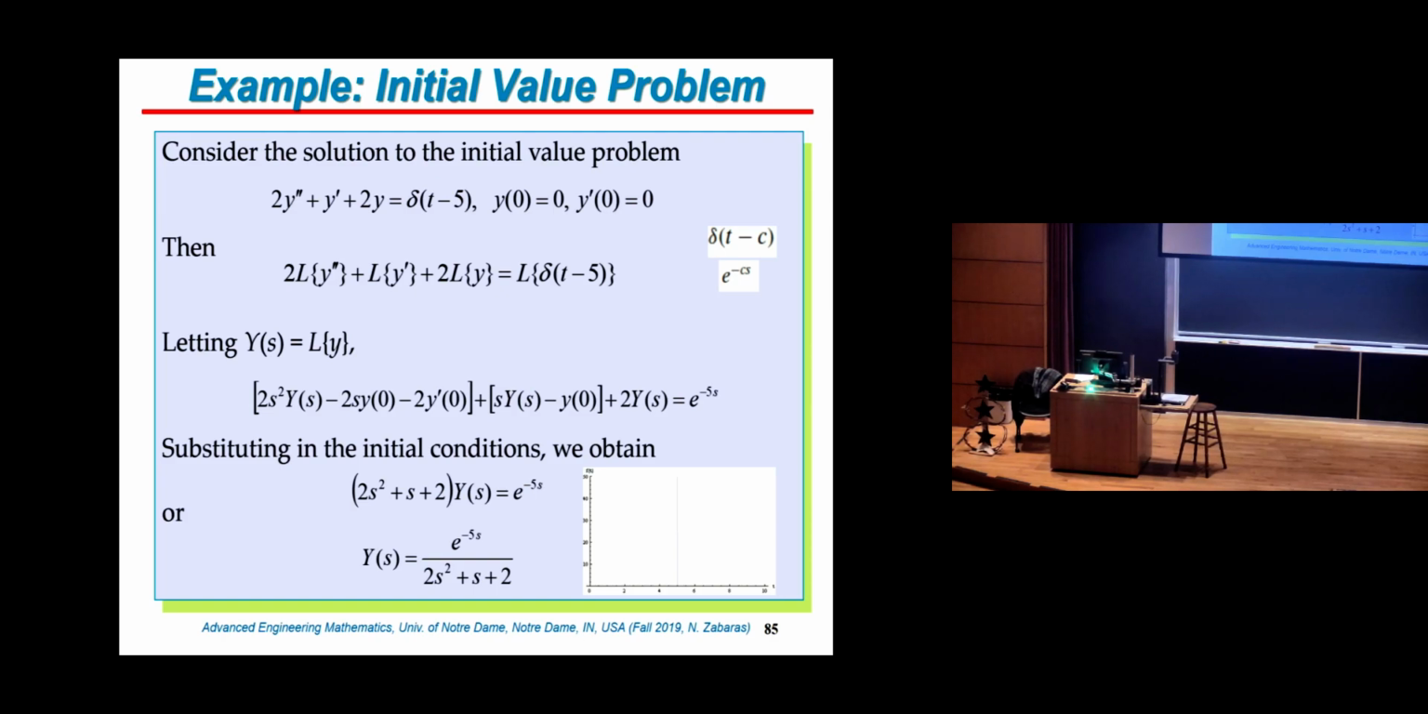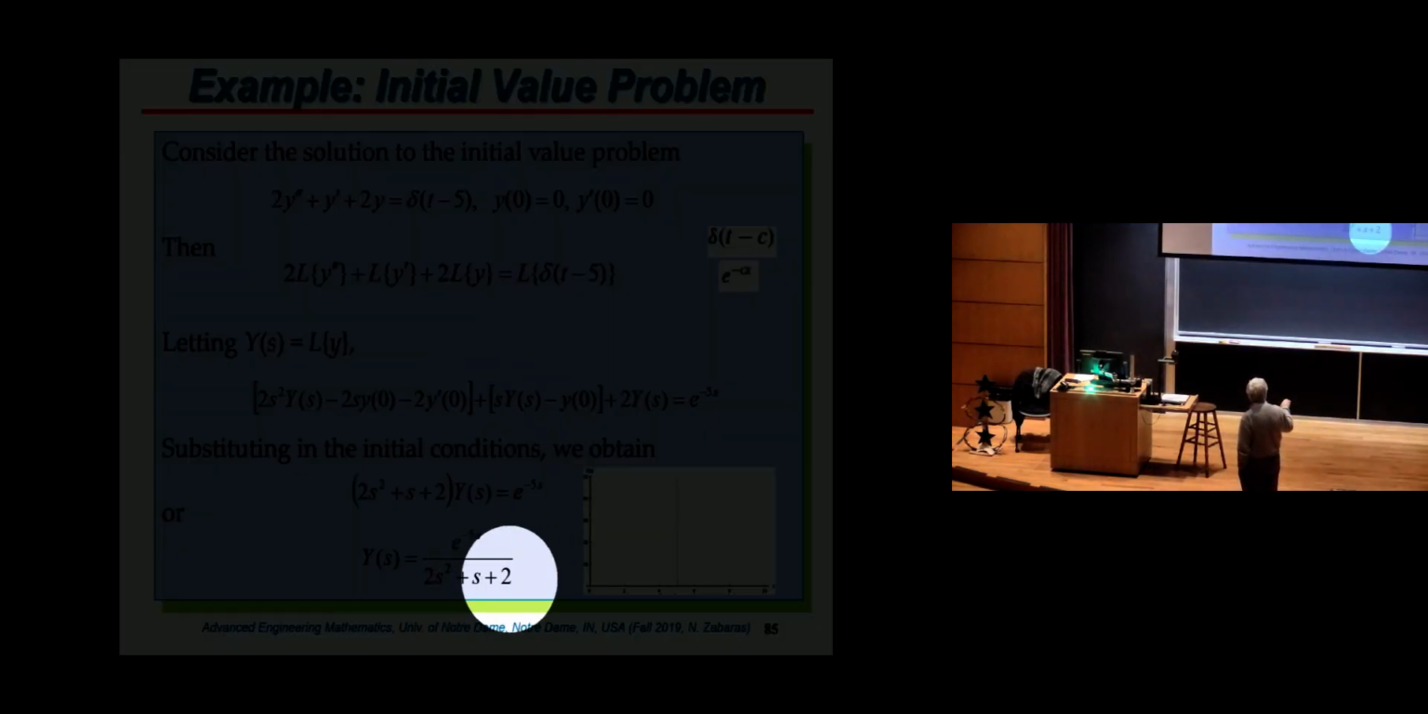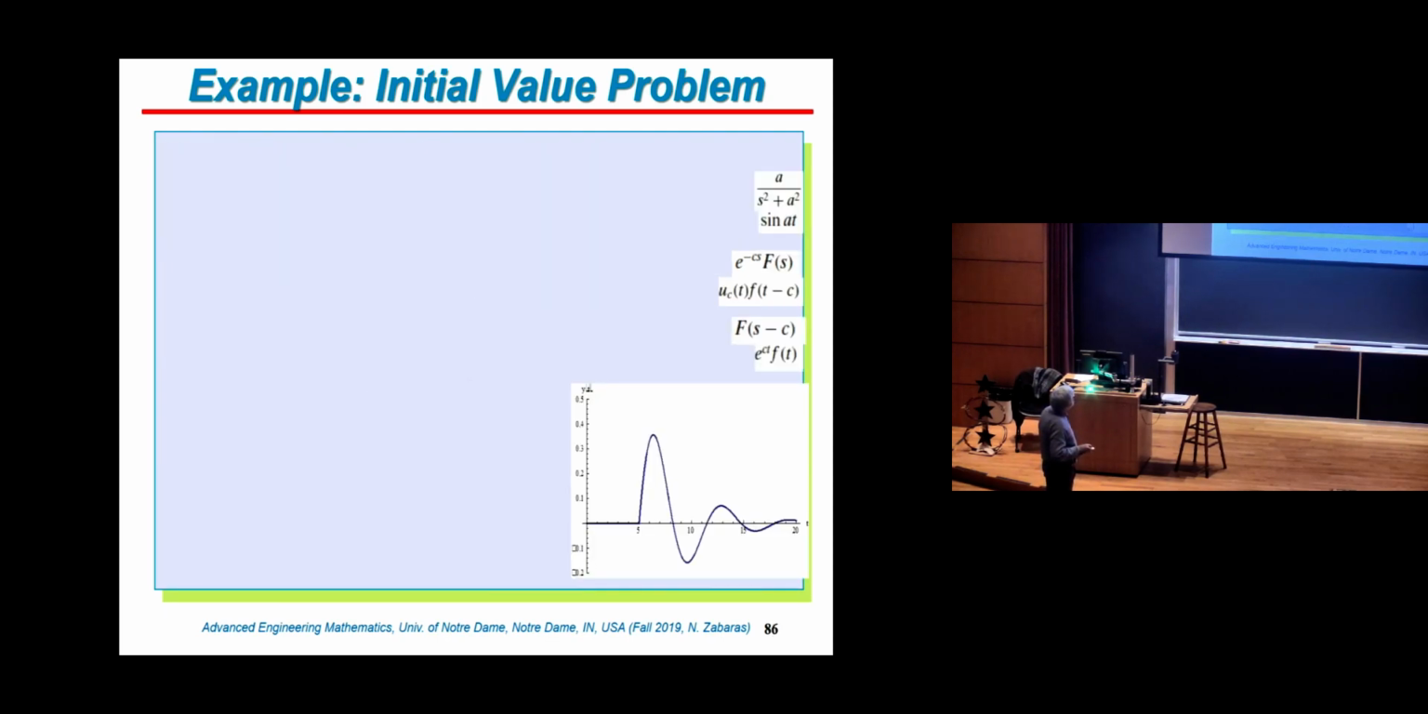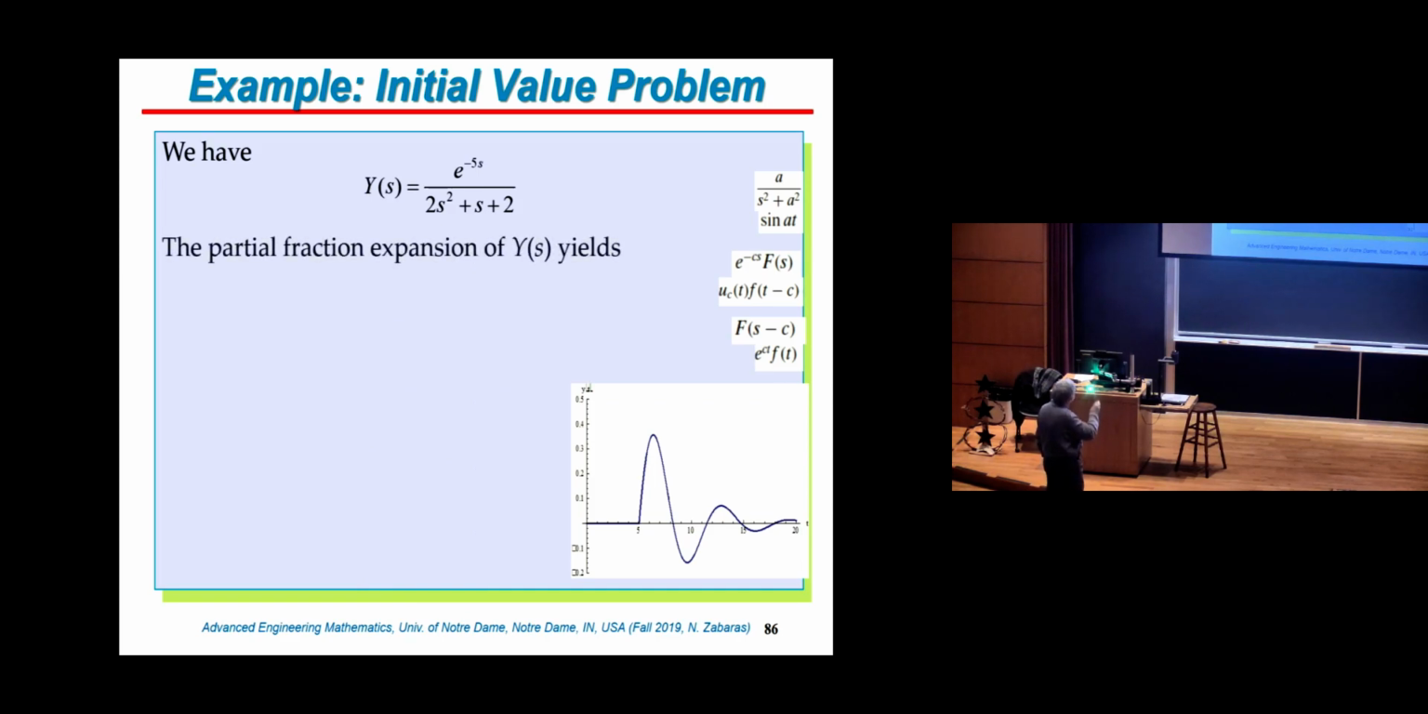What does that mean, e to the minus 5s? If we can compute the function that corresponds to 1 over 2s squared plus s plus 2, then what will the e to the minus 5s do to that function? Shift it by 5. Easy. So we need to identify the inverse transform of 1 over 2s squared plus s plus 2. And then again, the idea is to do partial fractions. In this case, you can just close the square. And if you close the square, that's the answer.